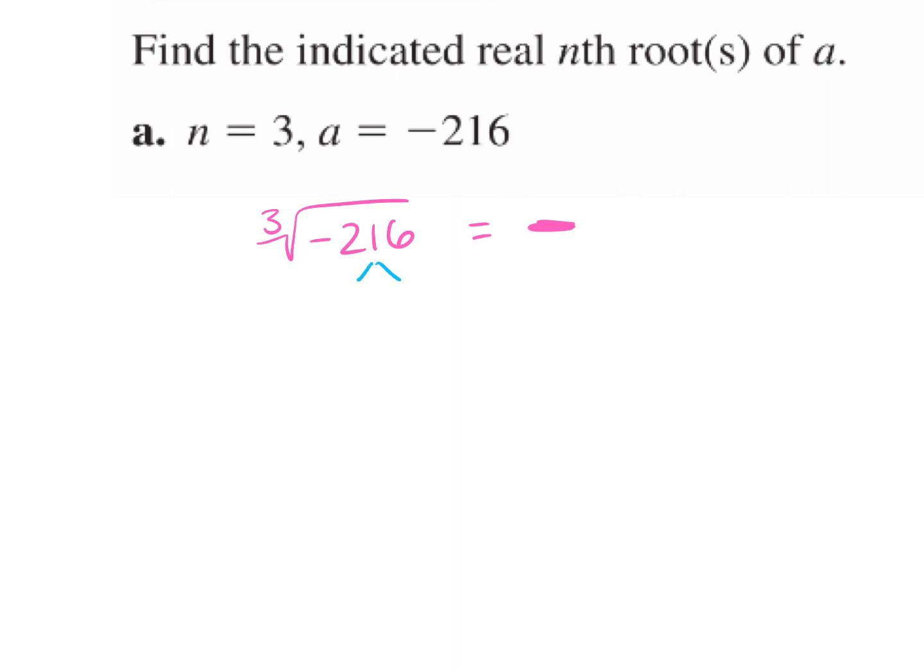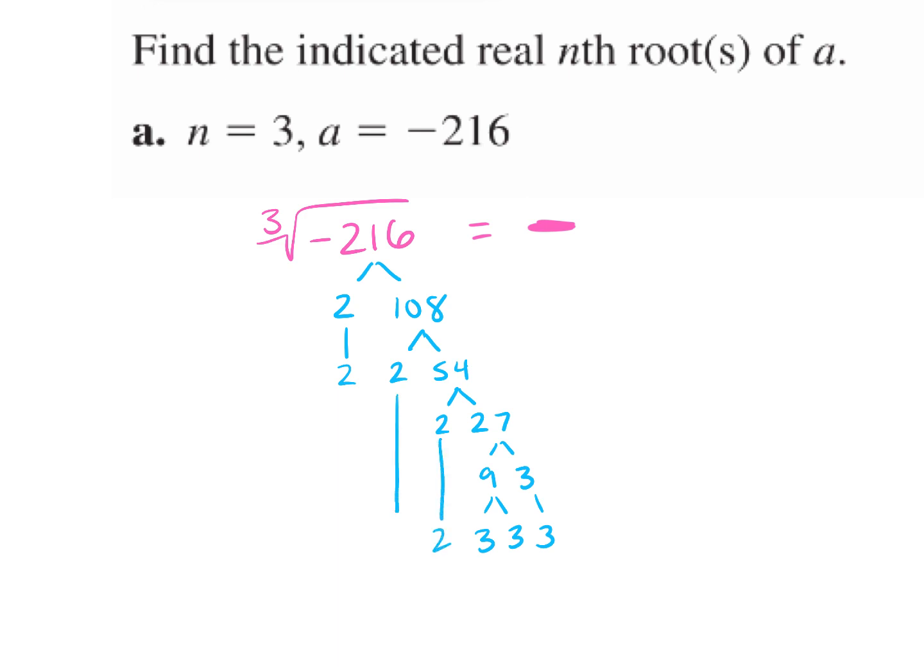So we want to start by saying, what are two factors of 216? Well, it's even, so 2 would be a factor. And 2 would go into 216 108 times. So 2 times 108. Now, what are two factors of 108? 2 and 54, perfect. What are two factors of 54? 2 and 27. And what are two factors of 27? 9 and 3, and two factors of 9? 3 and 3. So I'm just going to bring all my factors down, just keep them all in a line.